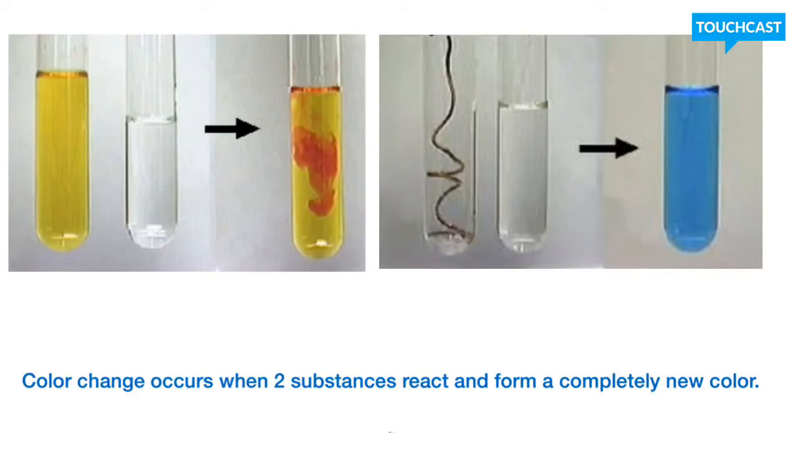Now, a color change is pretty simple. You mix 2 substances together and they form a new color. Example, you see the yellow liquid up there being mixed with the clear liquid and you form a new red substance. Or you have the copper wire being mixed with the liquid and it turns the liquid blue. Now, one key thing I want to emphasize here is, it's not you mix 2, let's say, red and a clear liquid together and it gets lighter. You have to form a new color, like whenever you burnt the wood, the ash is a different color from the wood. Alright, let's go ahead and look at our next sign.